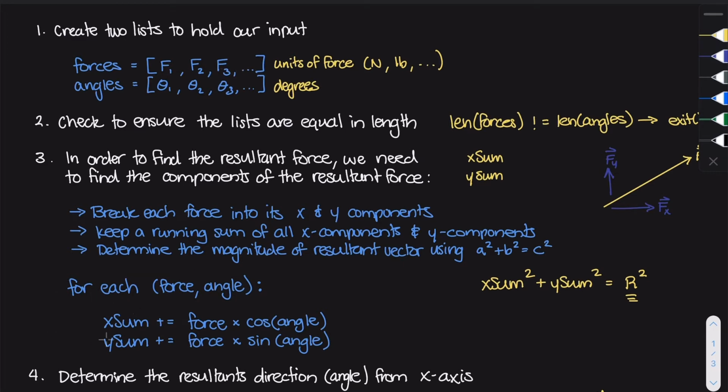I have pseudocode written here for each force and angle. I want to take x sum, whatever it was, and add to it the corresponding force times the cosine of the angle, and the same thing for the y component, right? Y sum is going to be equal to the previous value of y sum plus the force times the sine of the angle. So if you're confused with this plus equals thing, let's go over that in code.